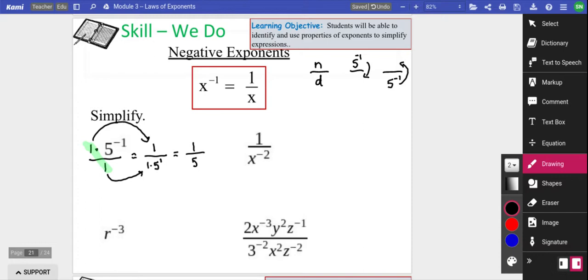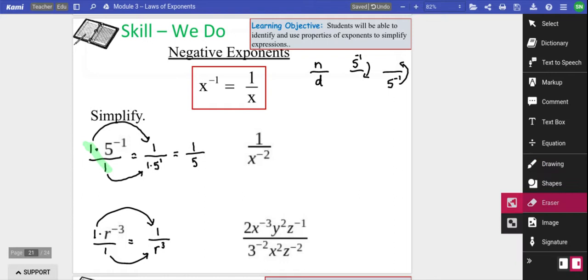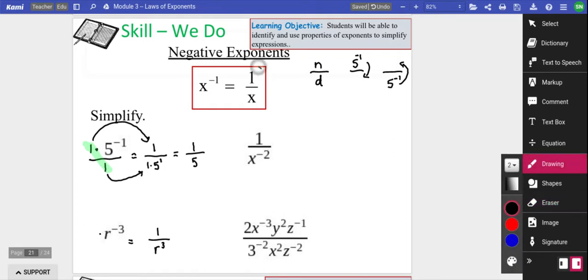Let's move on to r to the negative 3. Using the same property, I multiply times 1 and divide by 1. So the r moves to the bottom and becomes r cubed. The numbers as before, they just move over. Now, you don't have to write those numbers down. That was just a way for me to explain. So if you see that the r is at the top, all you have to do is move it to the bottom and make it positive. Take a look, that's exactly what happened in the property.